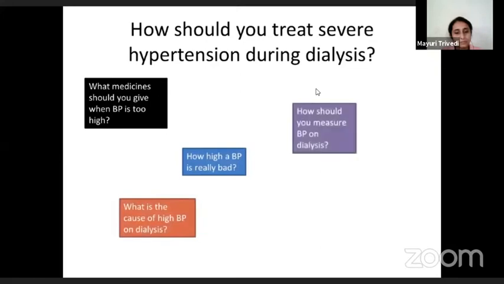But more importantly, how should you even measure the blood pressure on dialysis? And should you even measure the blood pressure on dialysis? And you should, but you should measure it more because you're worried about low blood pressure and not high blood pressure. So let's tackle those questions one by one.